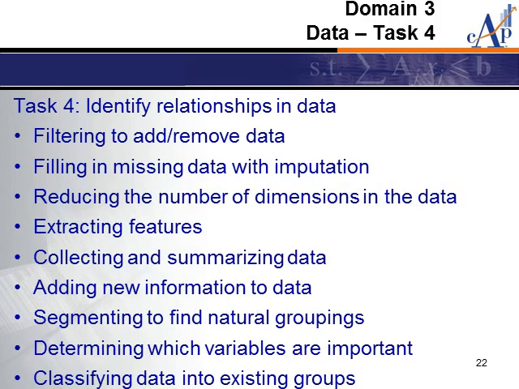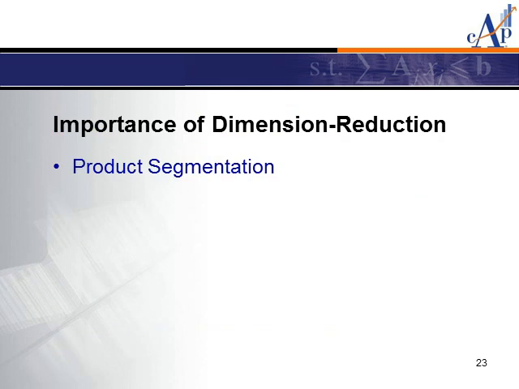Task 4, identifying relationships in the database. Filtering, filling in missing data with imputation, we've talked about that. Reducing the number of dimensions in the data. Dimension reduction is important, and in some cases it is extremely critical.